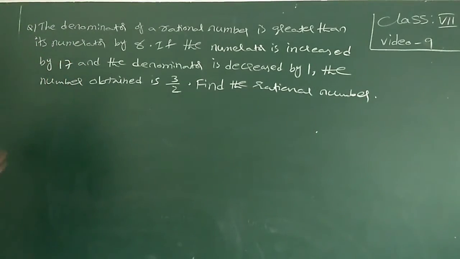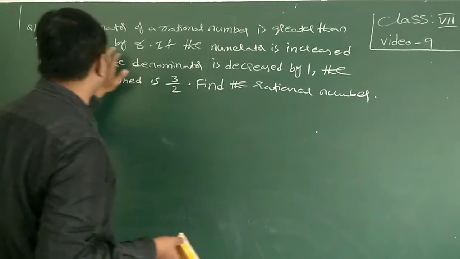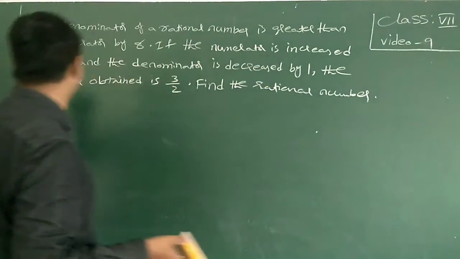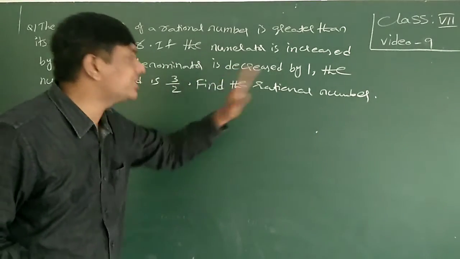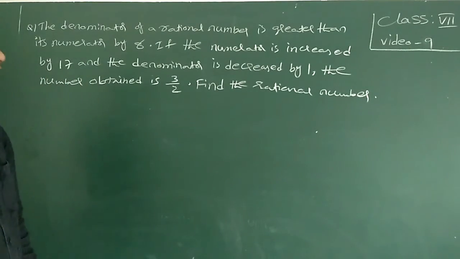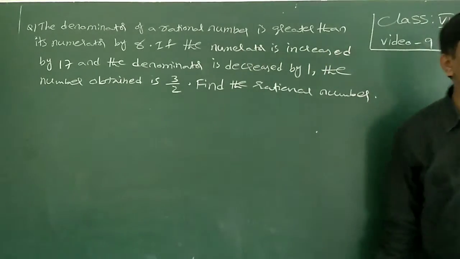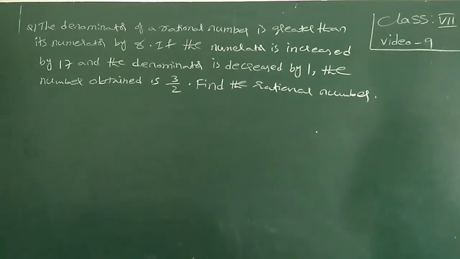See, the denominator of a rational number is greater than its numerator by 8. If the numerator is increased by 17 and the denominator is decreased by 1, the number obtained is 3 by 2. Find the rational number, they asked. I am going to find out the rational number here.